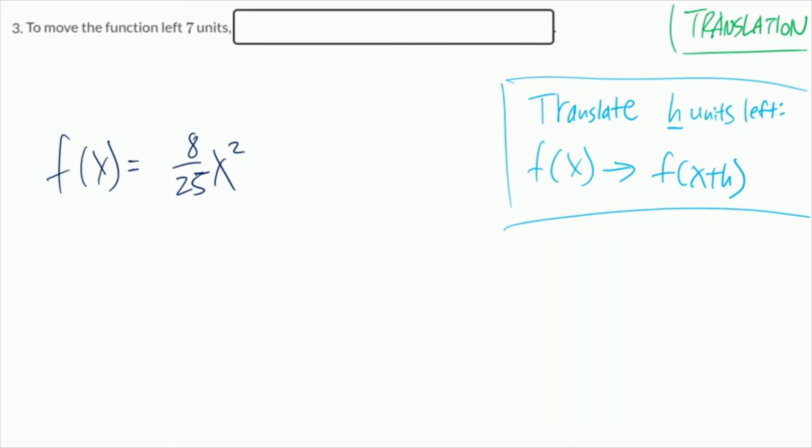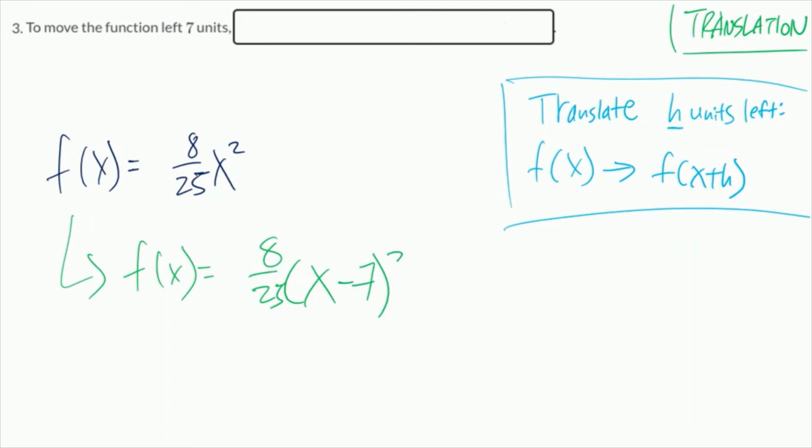3. To move the function left 7 units, blank. This is a translation problem. This means that when you're translating each unit to the left, it will be f of x plus h. So in our case, to translate the function, we will fill in the blank with: add 7 to the input x before squaring.